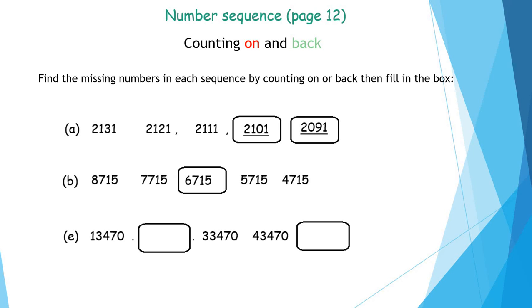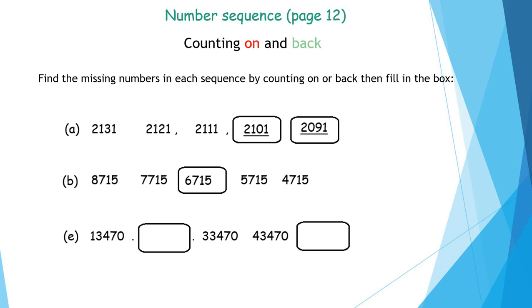Perfect. Next exercise, I have 13,470 and 33 and 43. Okay, who can guess what is the changing place here? You have to point to the changing place. Exactly. It's the 10,000. So the 10,000, which is the first place here, is it increasing or decreasing? Yes, exactly. We are increasing.